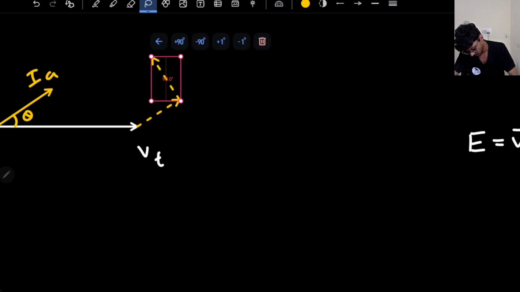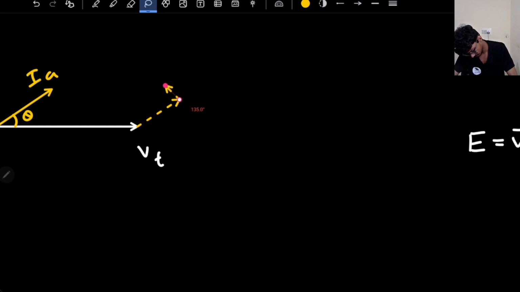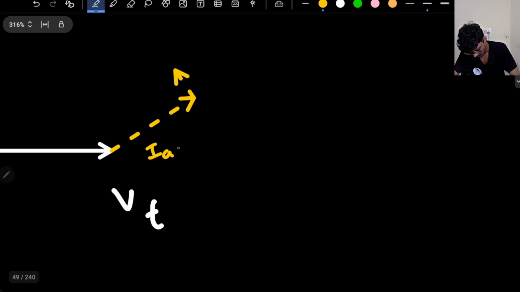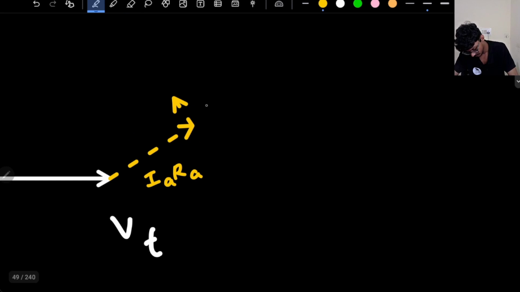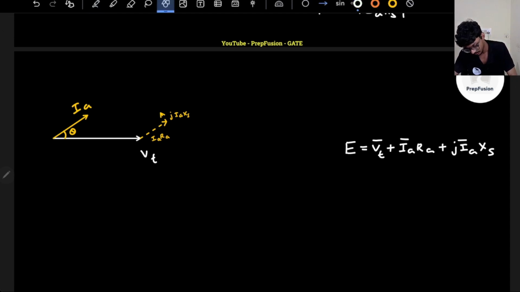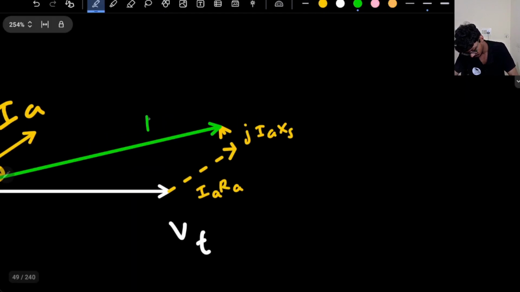Yeah. So this will be plus 90. And this drop will be much lower. Much lower. Okay. So this will be my IRA. This will be my jIA into XS. Drop is much lower right now. Okay. What will be the resultant voltage? Resultant voltage will be this. This will be the resultant voltage.